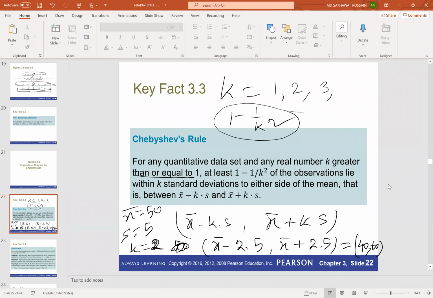So if x bar is 50, s is 5, and k is 2, then 1 minus 1 over k square, so 1 minus 1 over 2 square, so 1 minus 1 over 4, that means 1 minus 0.25, that means 0.75. So that means 75% of the observations will be between 40 and 60.